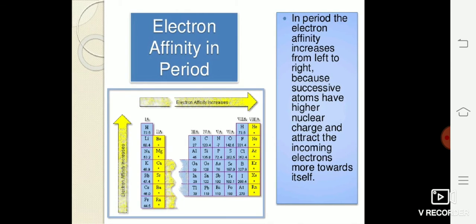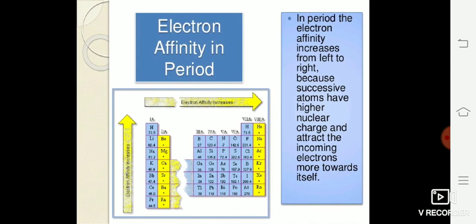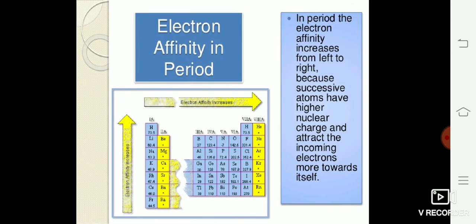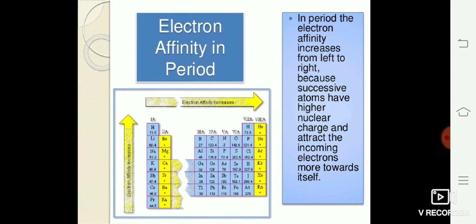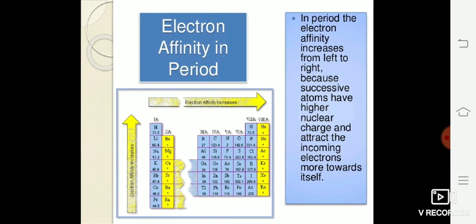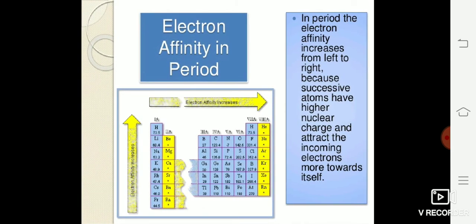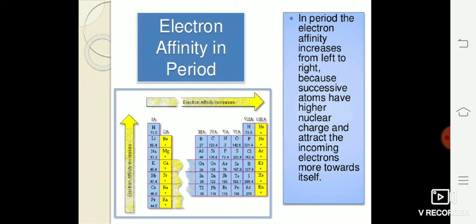As the number of shells increases, effective nuclear charge decreases, thus non-metallic character also decreases, because metallic character is a tendency to donate electron and non-metallic character is a tendency to accept electron.